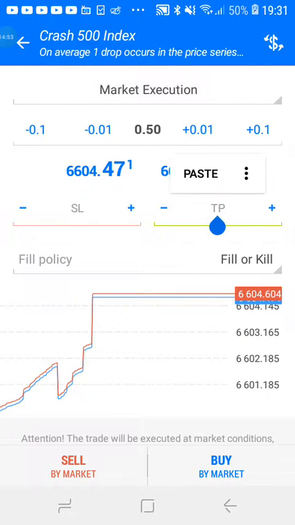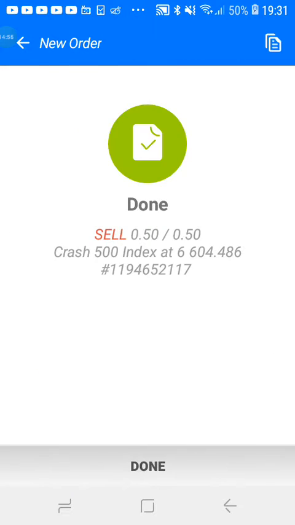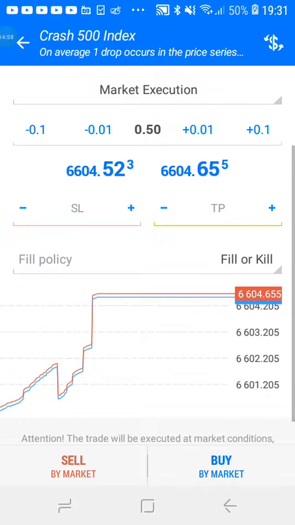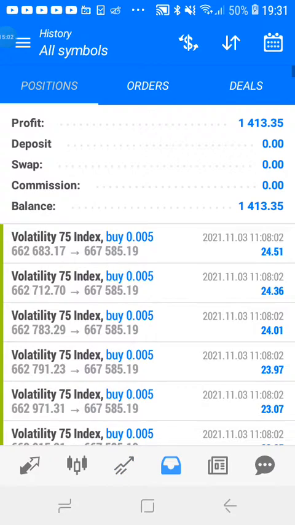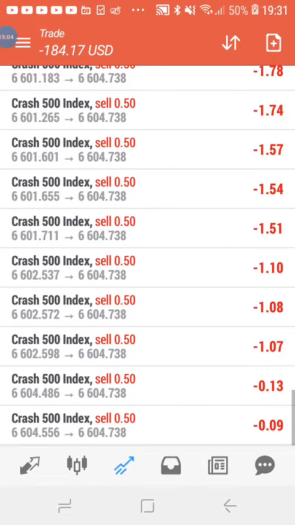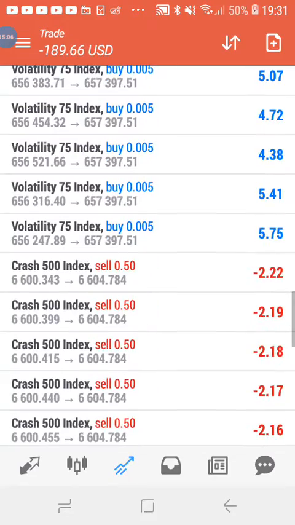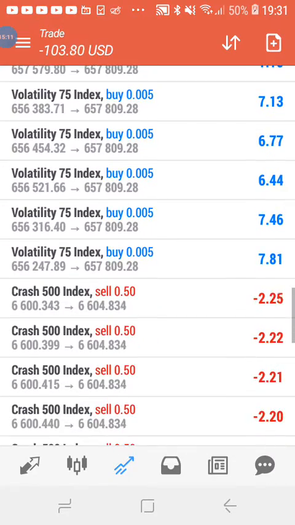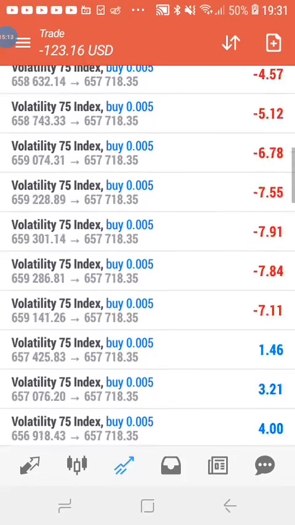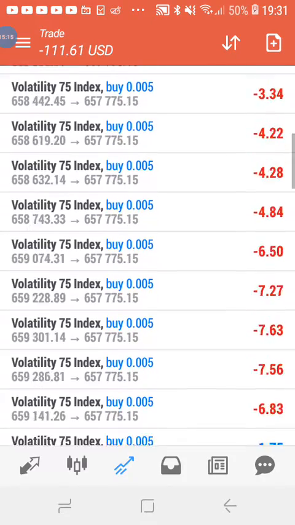Now let me add more positions. If your equity allows you to add more positions, you add more positions. And agree, this is a demo, so it's okay. Look at our V75 now. It's coming back to its senses.